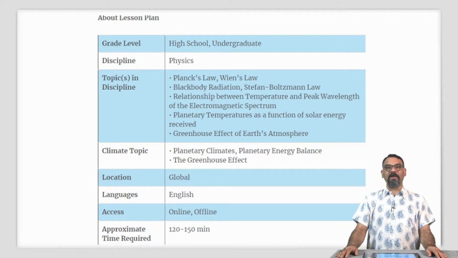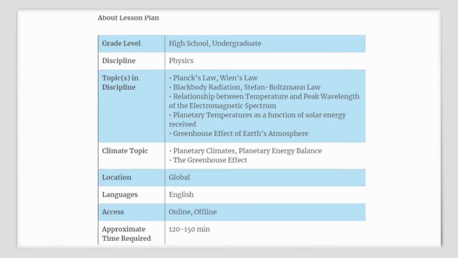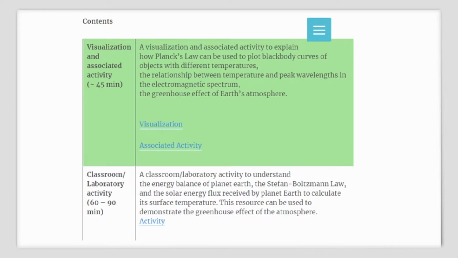So, as a physics teacher, if you are teaching topics such as Planck's law, Wien's law, black body radiation, the Stefan-Boltzmann law, the relationship between temperature and peak wavelength in the electromagnetic spectrum, or planetary temperatures as a function of solar energy received, you might want to use a lesson plan such as this to integrate topics in physics with a climate science topic. This lesson plan might take anywhere between 120 to 150 minutes in your classroom.